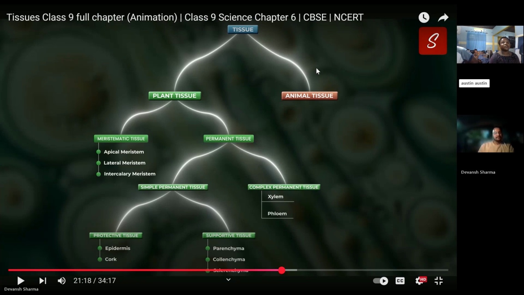Make this flow chart. It will help you to memorize this chapter.